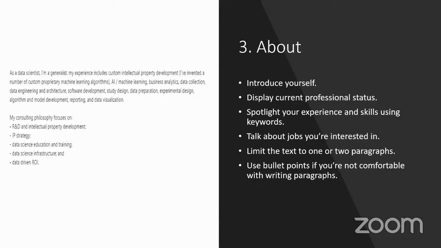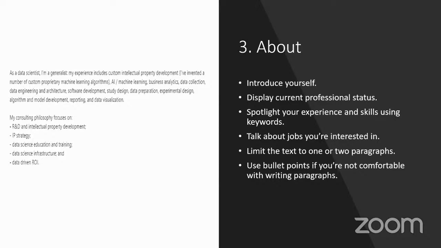Another thing to keep in mind when writing the about section is that it should clearly introduce yourself. It should display your current professional status. It should spotlight your experience and your skills. And whenever you're putting in your experience and skills, remember to use industry keywords, right? I keep highlighting that a lot because it's very easy for people to search for your profile using those keywords. And in general, you just need to talk about the job you're interested in. This is especially useful when you're open to work and looking for opportunities.